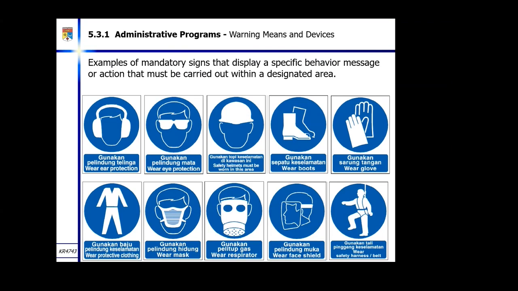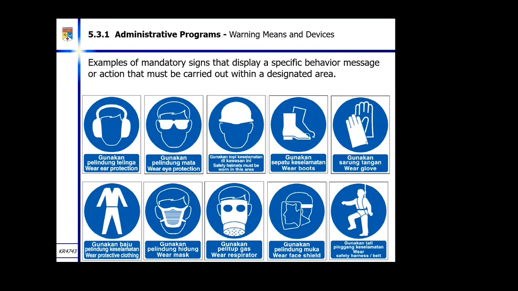Okay, some symbols are here. So these are examples of mandatory signs that display a specific behavior message or action that must be carried out within the designated area. Okay, ini kalau tempat tu bising. And this is mandatory lah. Mandatory for you to wear all these things. So it depends on the nature of the processing jugalah. Okay, but in most chemical plant, they will produce some noise.